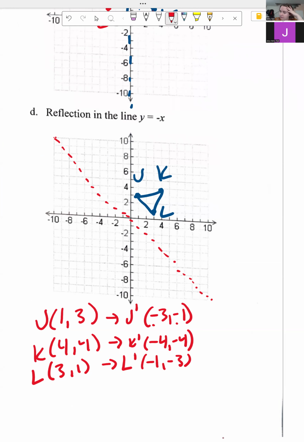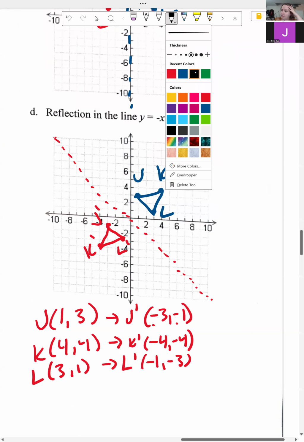Okay, let's graph it. So we have -3, -1 right here, -4, -4 right here, and -1, -3 right there. We will connect. Okay. This one is J prime, K prime, L prime. And I just want to show you something real quick.